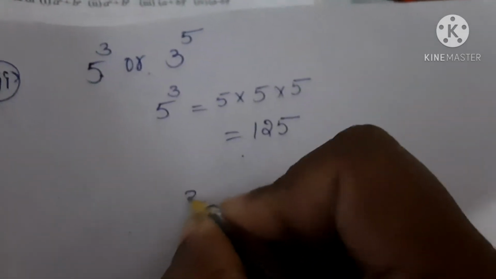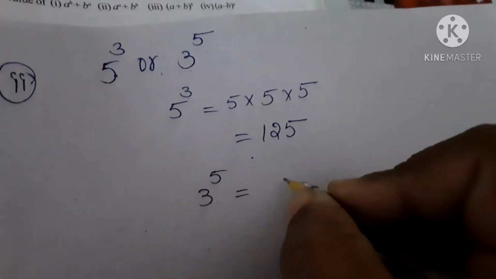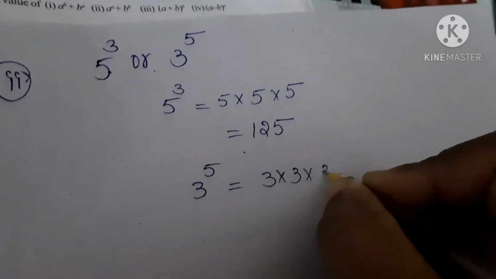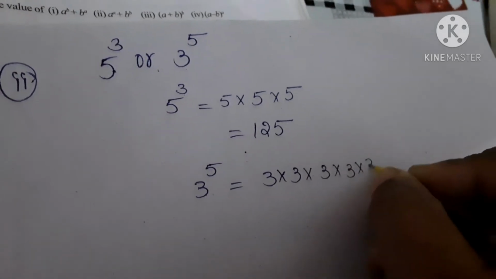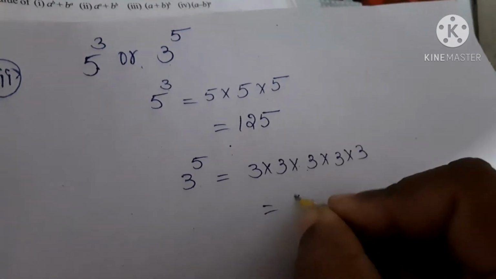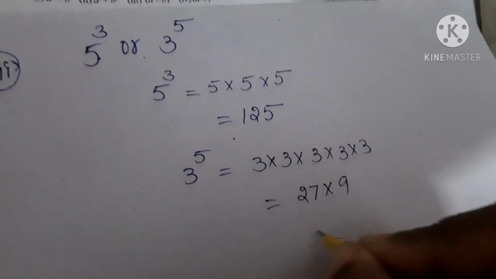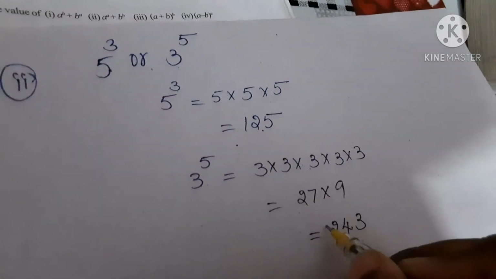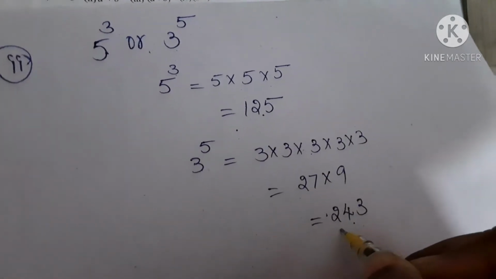Second one, 3 power 5. How many times is 3 repeated? 5 times. 3 into 3 into 3 into 3 into 3. 3 threes are 9, 9 threes are 27, 27 nines are 243. Comparing these two numbers, which is greater?